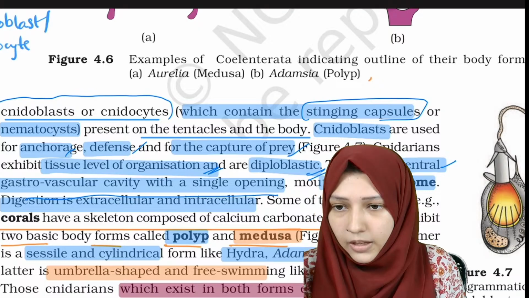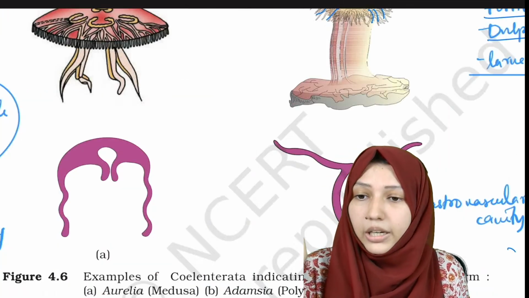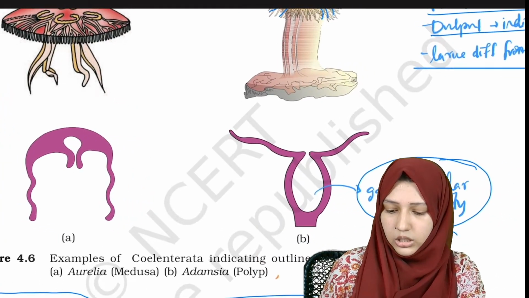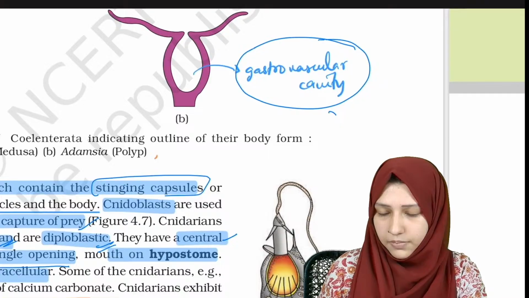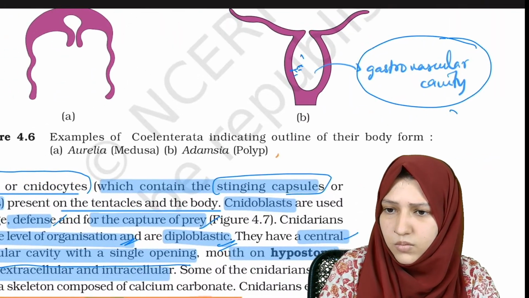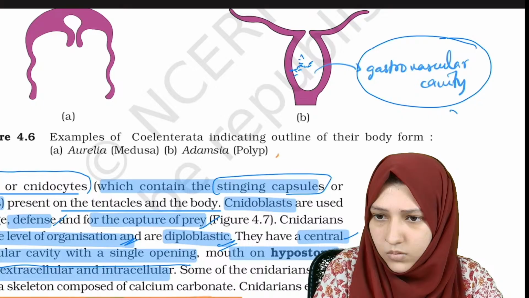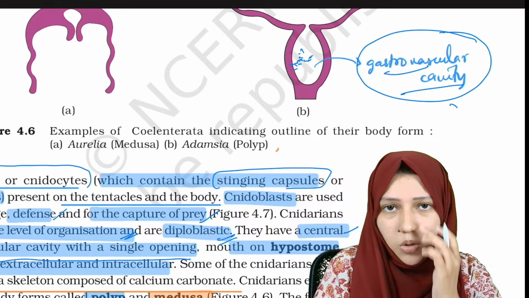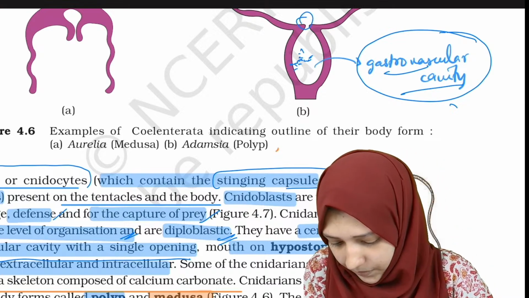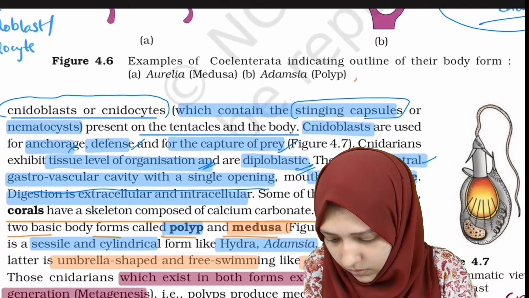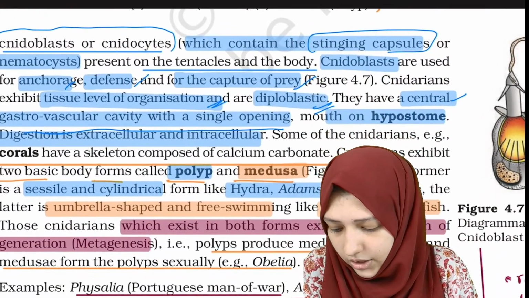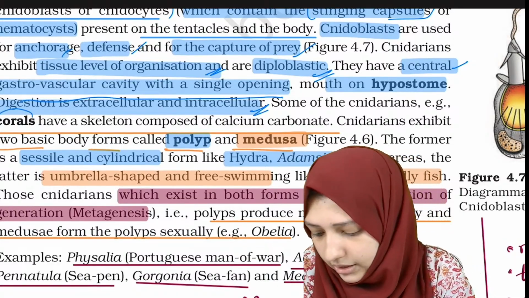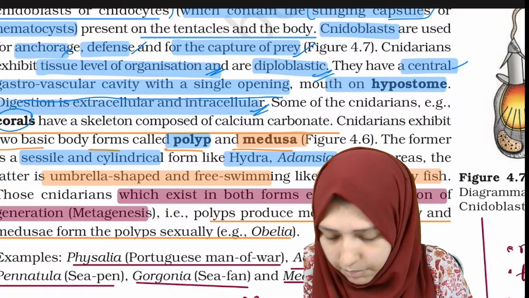Okay, they have a central gastrovascular cavity. See, this is the gastrovascular cavity, and this is having a mouth, the hypostome. Okay. Digestion is extracellular and intracellular, and the examples are corals. Okay, examples are corals. What about their skeletal composition? The skeleton is composed of calcium carbonate.